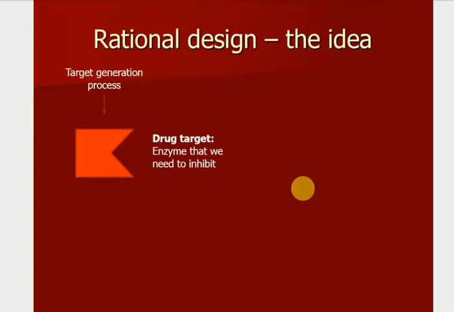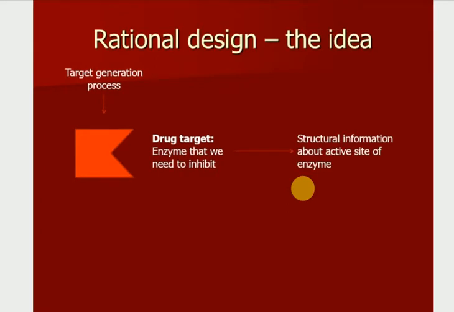Now, instead of usually just going through one cycle and saying, here is our target molecule, here is our drug molecule, let's see if they interact, there's usually a cyclical process. We'll go around this cycle a number of different times. Through the target generation process, and remember this is the bit that can take an awfully long time, we decide what our target is for our drug molecule. We come up with the idea of a drug target, so the enzyme or the receptor or the transport protein that we need to inhibit, and we need to know something about it.